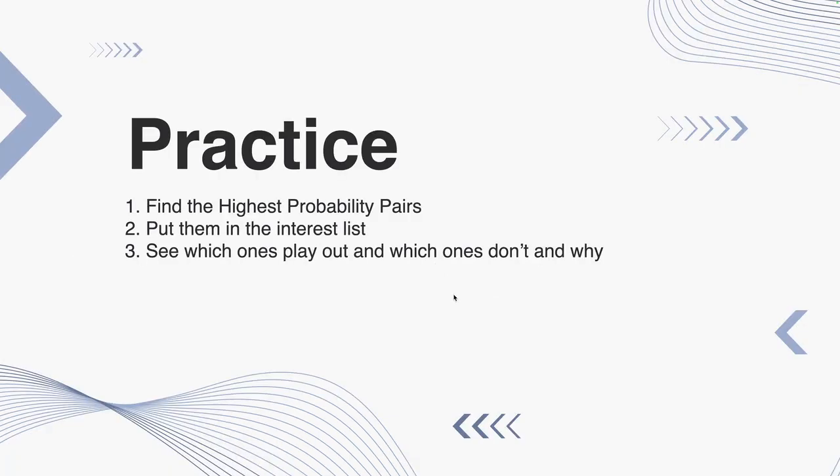Now, we move on to the last one, which is practice. Find the highest probability pairs. Put them in your interest list. See which ones play out and which ones don't, and why. So find, through news, which pairs can we trade? Put them in the interest list based on price action. Which one is the highest probability that we can actually look to trade? Then see which ones play out and which ones don't.